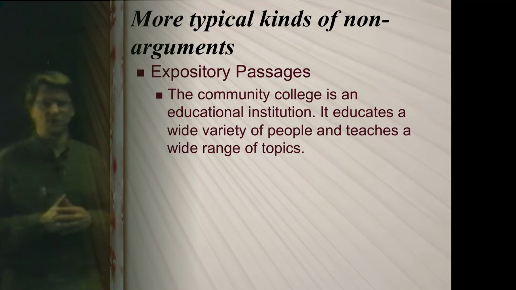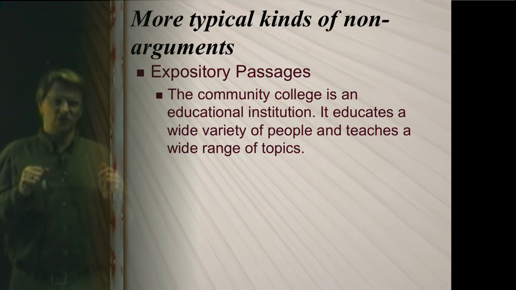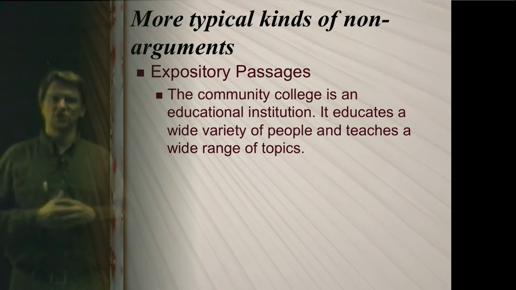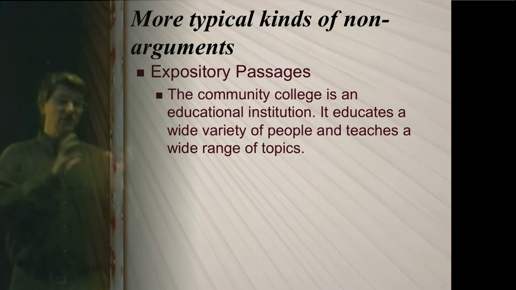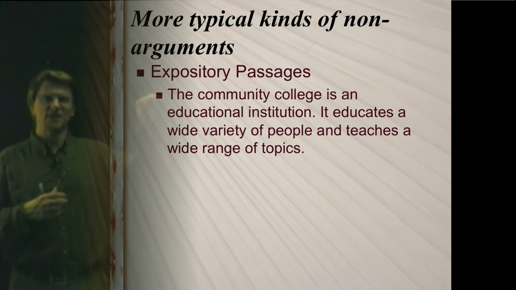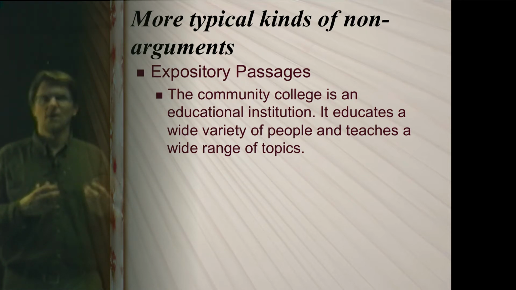A couple other important types of non-arguments here. Expository passages. So the community college is an educational institution. It educates a wide variety of people and teaches a wide range of topics. Again, what makes this passage not an argument, essentially, is the fact that it's not trying to prove anything. Okay? You have a topic sentence here at the beginning, and then that topic sentence is expanded upon below it. But it's not an argument.